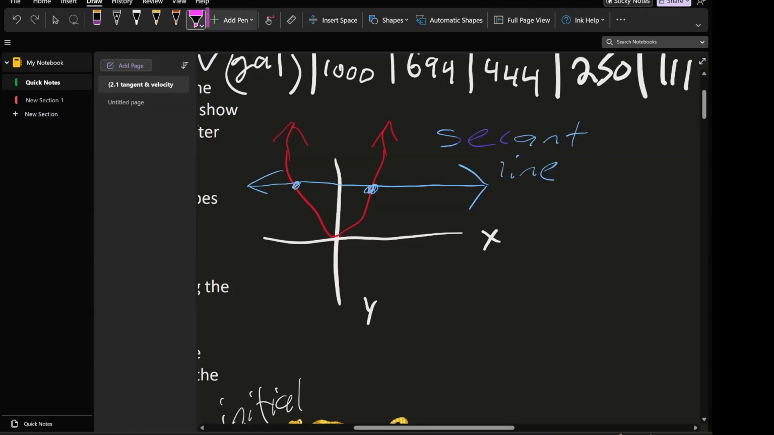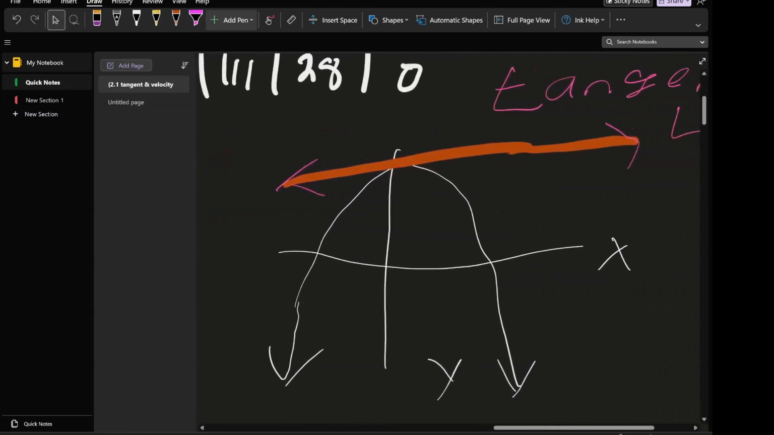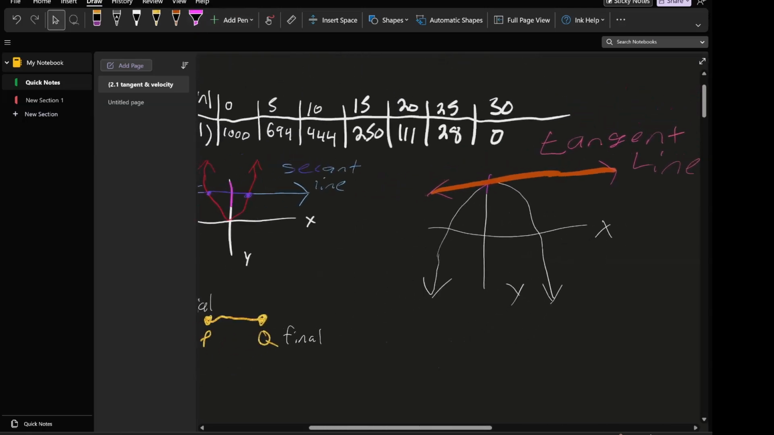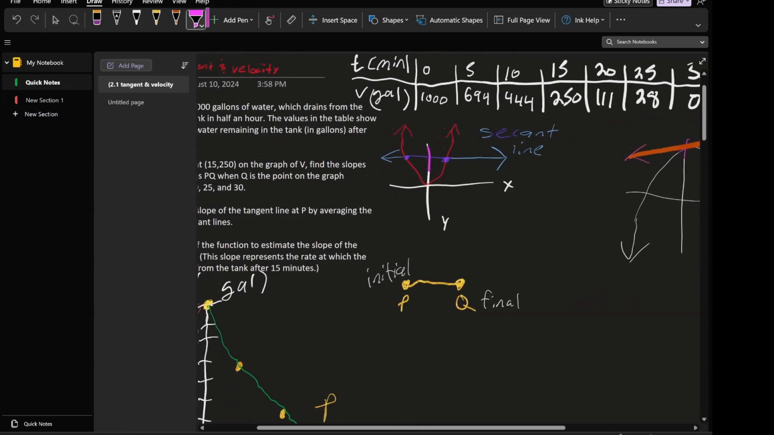The secant line is a line that intersects a graph at two different points. It's intersecting this graph in 2 points. And a tangent line is a line that intersects the graph at only a single point. And one more thing, line segments, you'll have an initial point P and a terminal point or a final point Q.